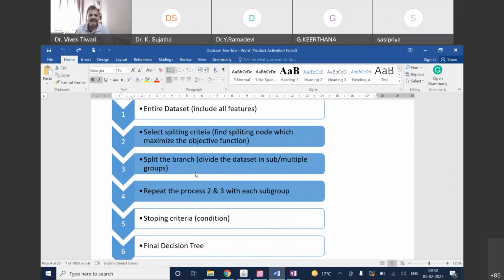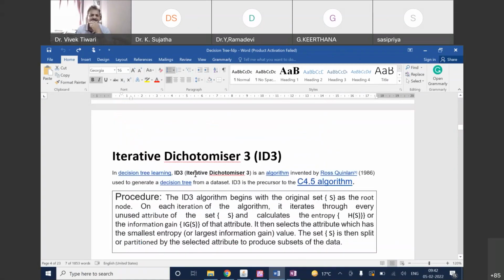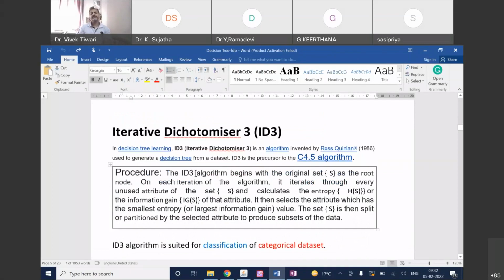I think it is very simple and very clear. Now I am going to start the exact algorithm that I have targeted to cover today. That is ID3, and the full form of ID3 is Iterative Dichotomizer. So it is not a new one. It was invented, or published, in 1986.